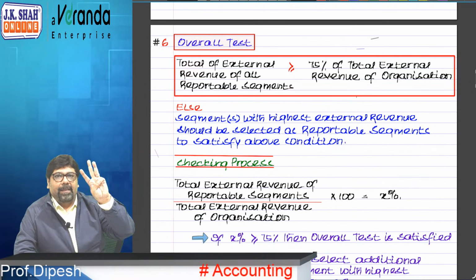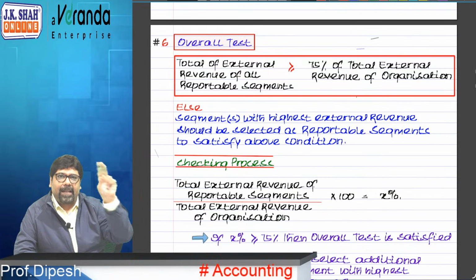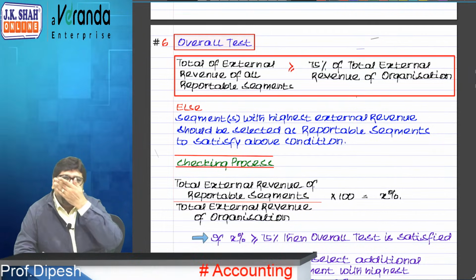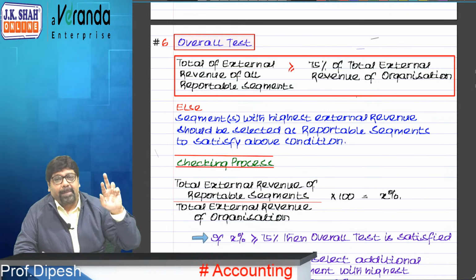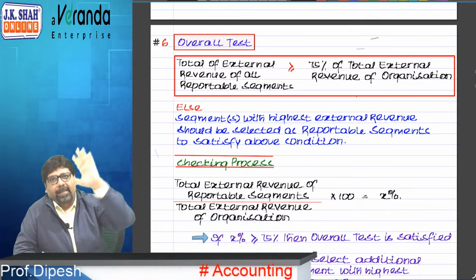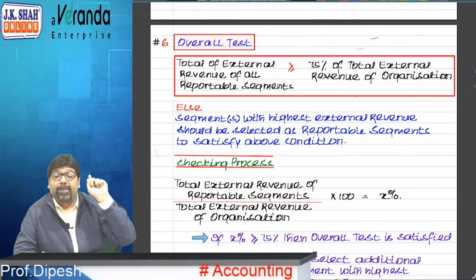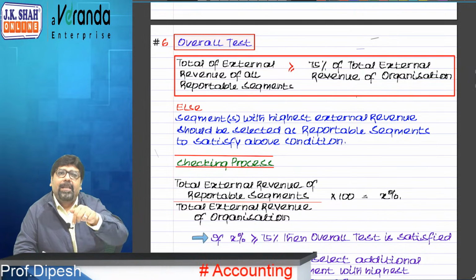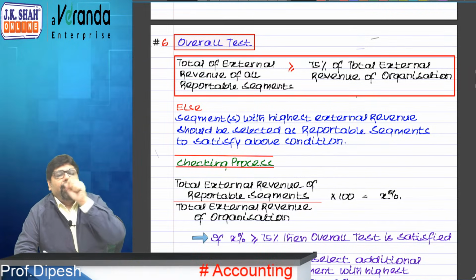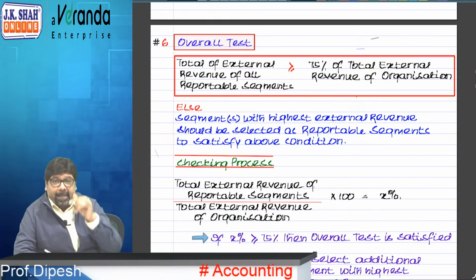Materiality has three tests. Revenue, where revenue means internal plus external. Asset, excluding deferred tax. Last is profit, 10% of total profit or loss, whichever is higher. That is materiality. Comparative: those who satisfied materiality last year will be considered as reportable in the current year.